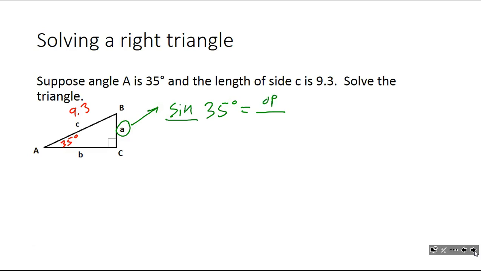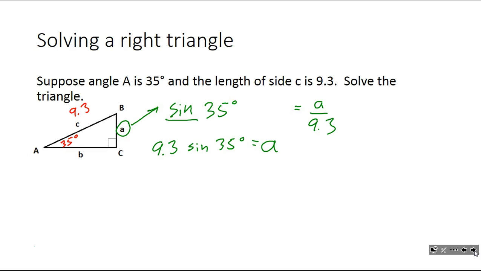Sine equals the opposite over the hypotenuse, which is A over 9.3. And that's the equation we're going to solve. Turns out it would be pretty simple to do. Let me erase this in the middle because it was just for illustration. So this is our equation. The way we'd solve it would be to clear the fraction. We'd multiply both sides by 9.3. That would give us 9.3 sine of 35 on the left, and on the right, multiplying by 9.3 would give A.